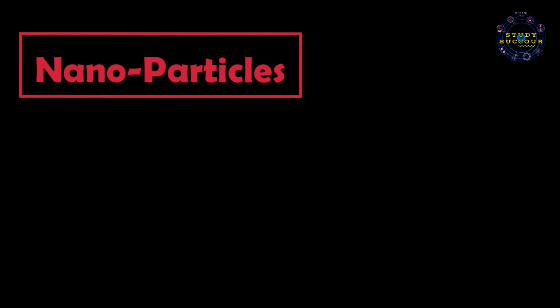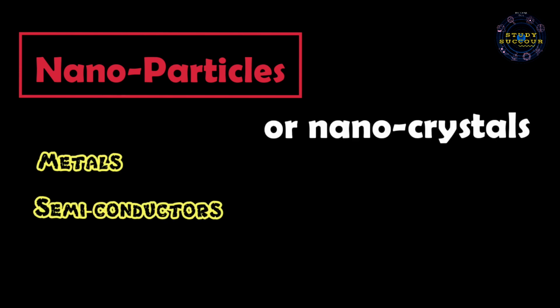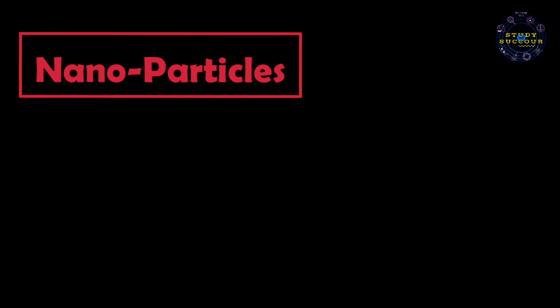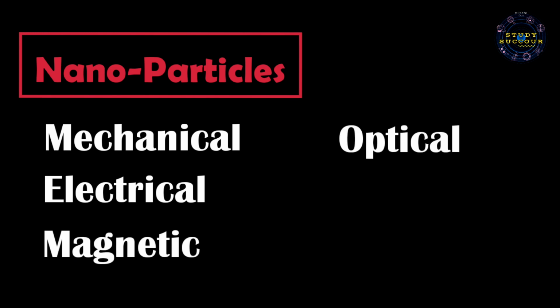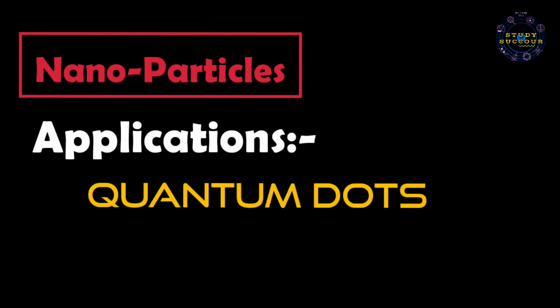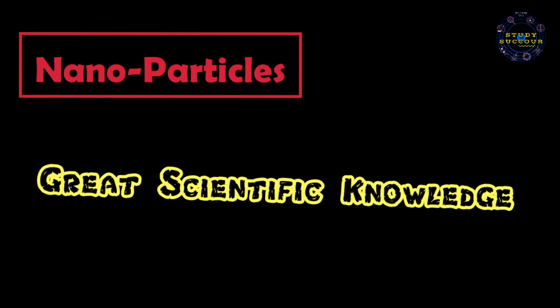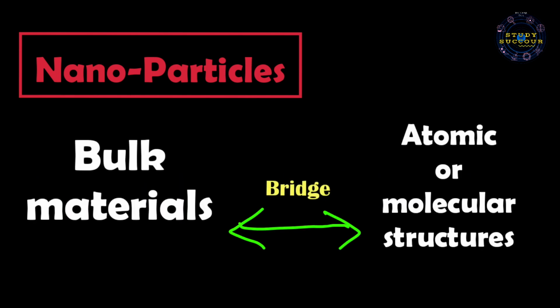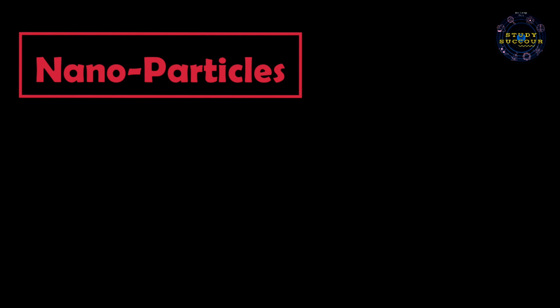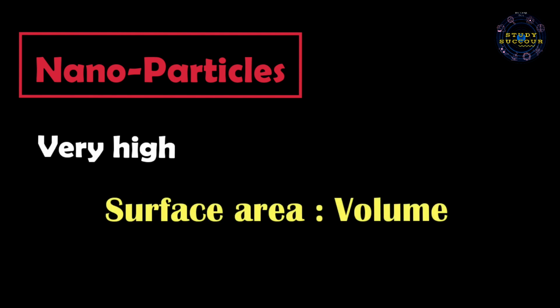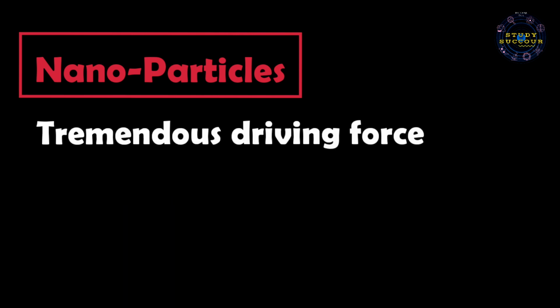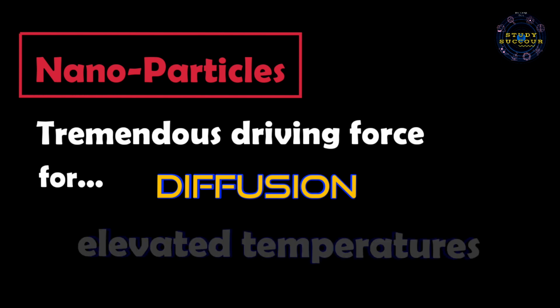Nanoparticles. Nanoparticles or nanocrystals made of metals, semiconductors or oxides are of interest for their mechanical, electrical, magnetic, optical, chemical and other properties. Nanoparticles have been used as quantum dots and as chemical catalysts. Nanoparticles are usually defined as particles of matter that are between 1 and 100 nanometers in diameter. These are of great scientific interest because they are a bridge between bulk materials and atomic or molecular structures. Nanoparticles have a very high surface area to volume ratio. This provides a tremendous driving force for diffusion, especially at elevated temperatures.